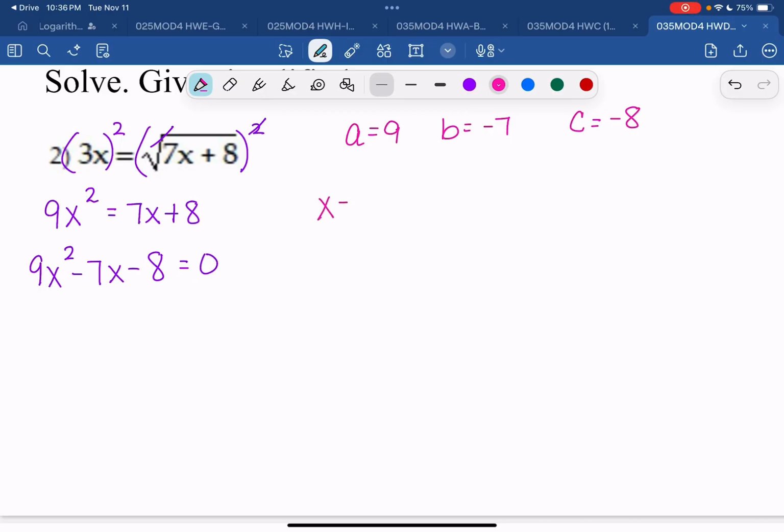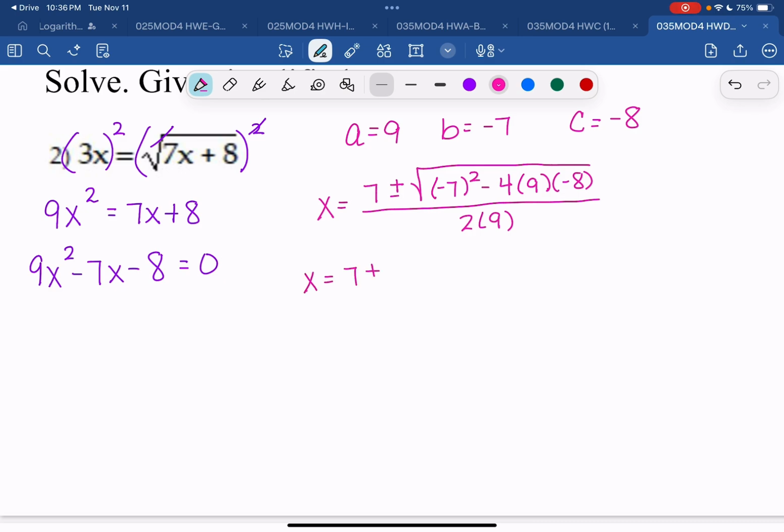So x equals negative b. So the opposite of b is 7, plus or minus the square root of b squared minus 4 times a times c, all over 2 times a. Okay, let's start cleaning that up. So bring down the 7, plus or minus. So negative 7, sorry, squared, is going to give us 49.